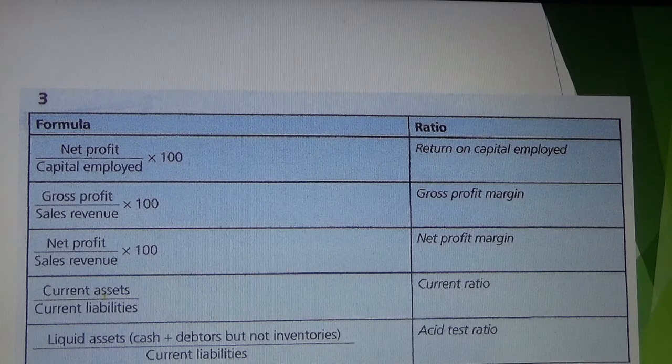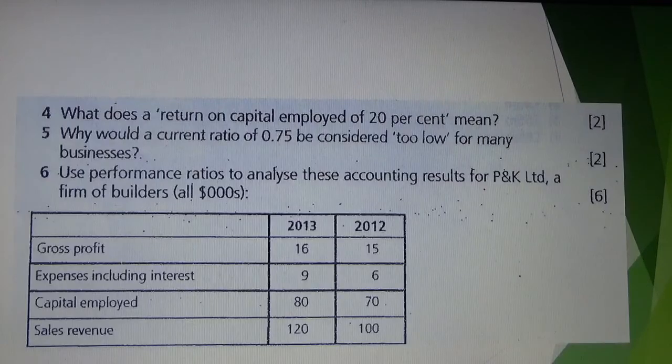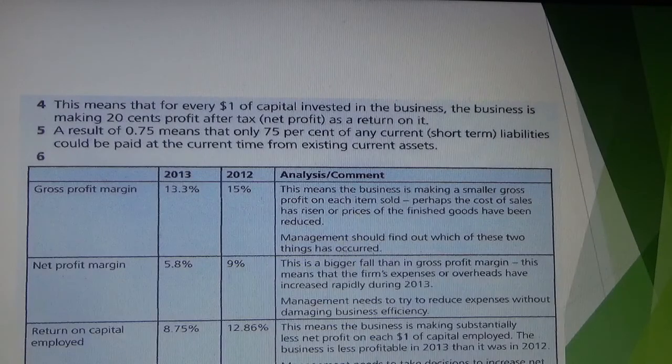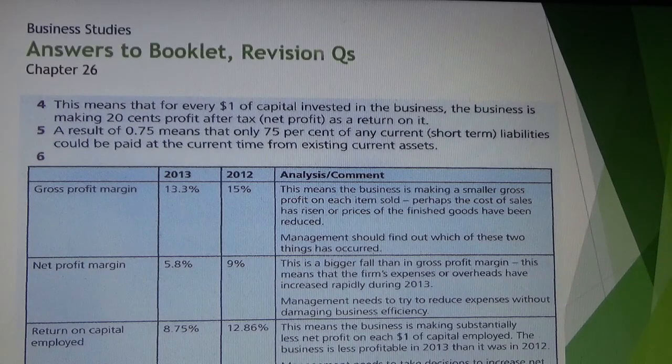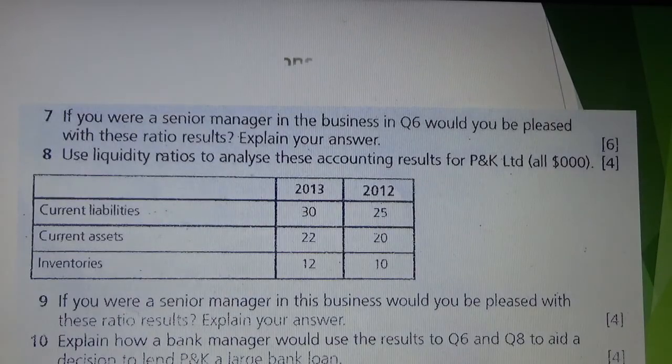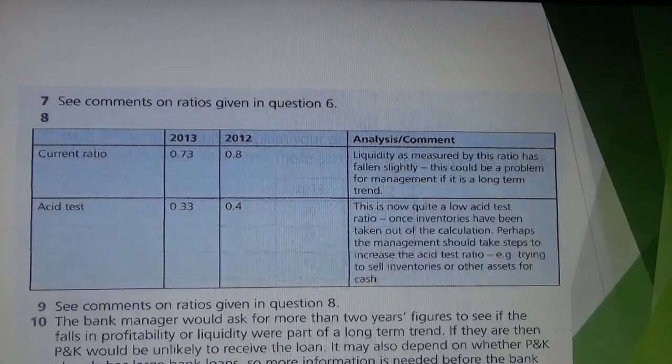Okay, so we have 3 questions in the revision questions from the booklet. We have more. We have 10, I think. This is question numbers 4, 5, and 6. And the answers are 4, 5, 6 here. For 7, 8, 9, and 10, you'll find the answers here. Okay?